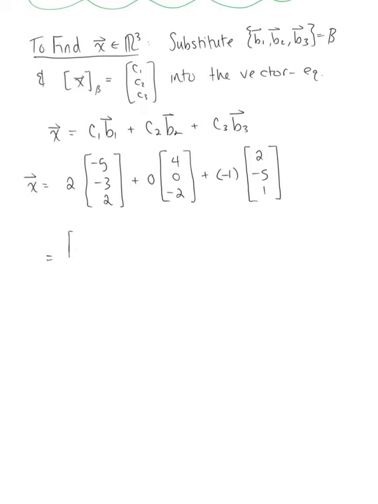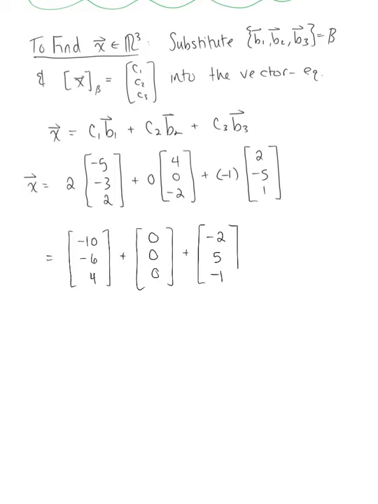So this gives us, multiplying 2 through on our vector, we have negative 10, negative 6, 4, plus the 0 vector, plus we have the scalar multiple of negative 1 times our column vector here, which leaves us with negative 2, positive 5, negative 1.